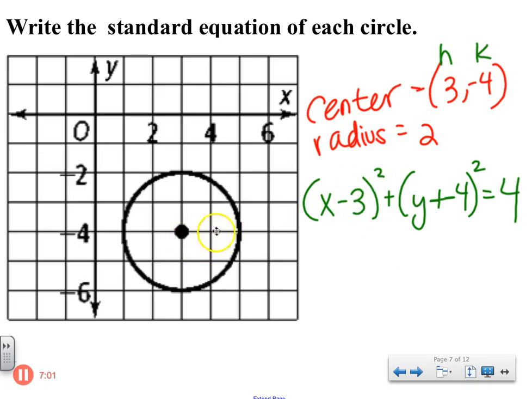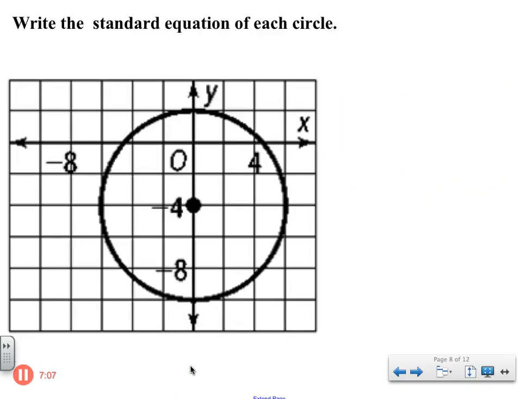Again, to find the radius, you're going to count the number of boxes between those. So why don't you try the next one on your own, press pause, and we'll go over the answer. So write it in a standard equation.